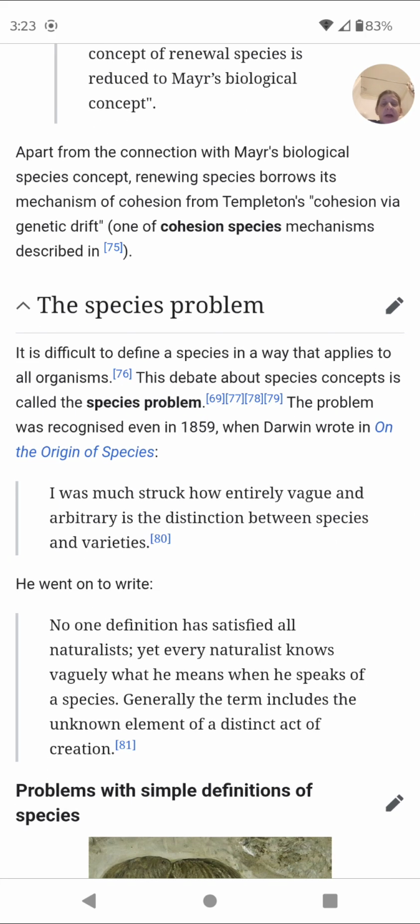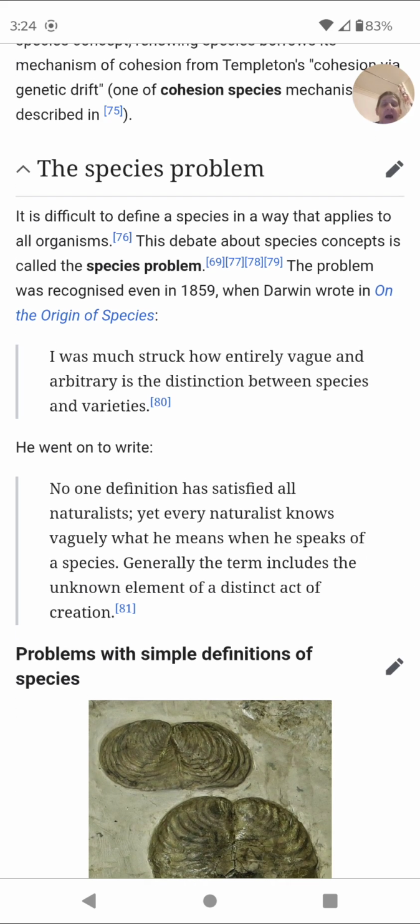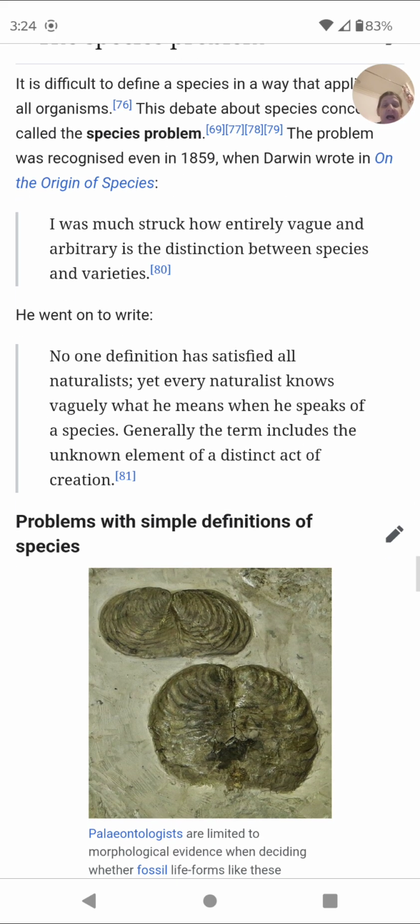The species problem. It is difficult to define a species in a way that applies to all organisms. This debate about species concepts is called the species problem. The problem was recognized even in 1859, when Darwin wrote in On the Origin of Species: I was much struck how entirely vague and arbitrary is the distinction between species and varieties. He went on to write: no one definition has satisfied all naturalists, yet every naturalist knows vaguely what he means when he speaks of a species. Generally the term includes the unknown element of a distinct act of creation.